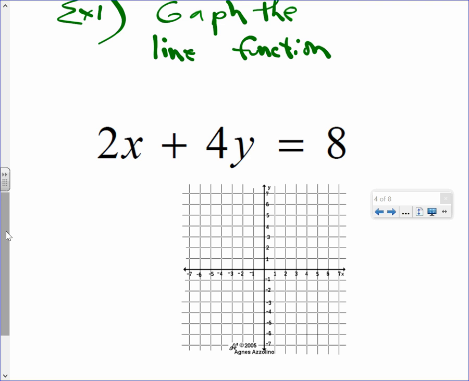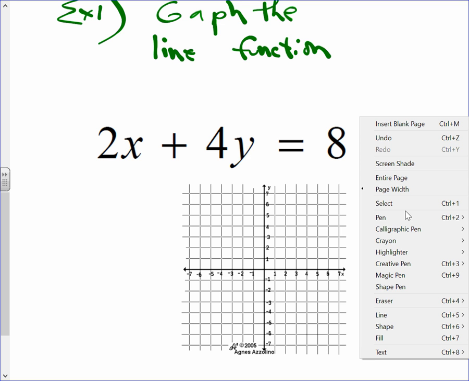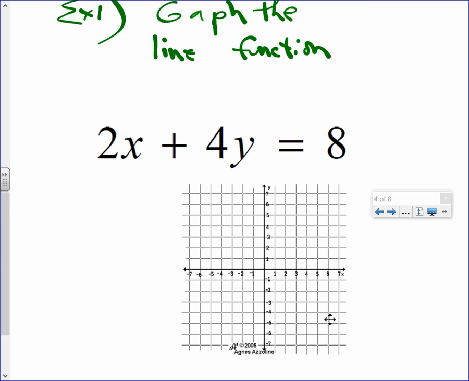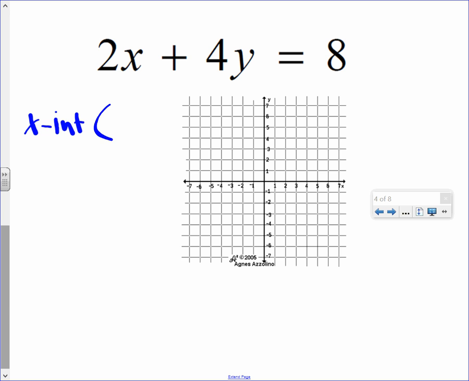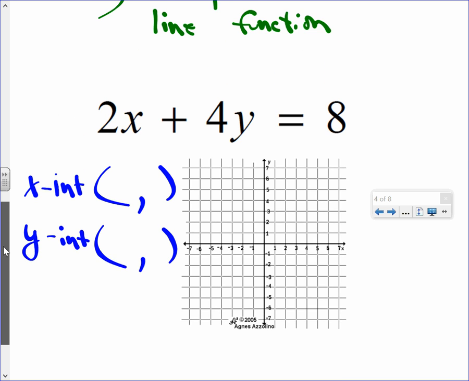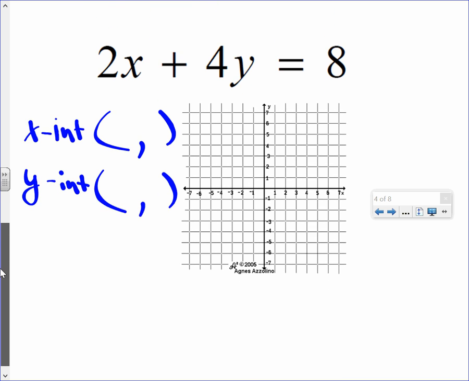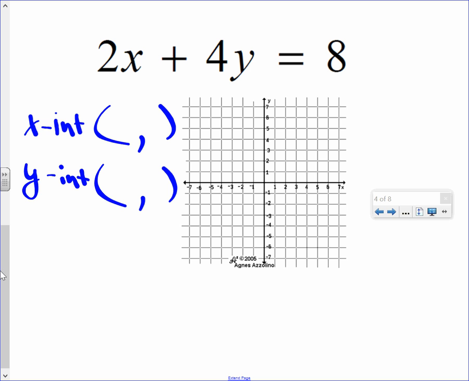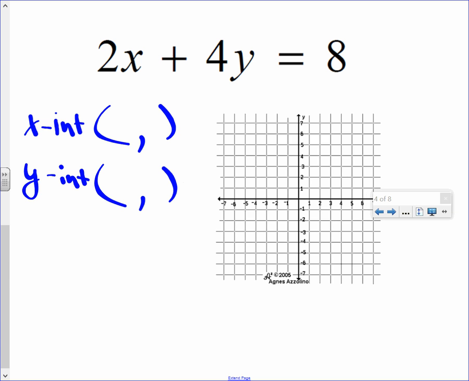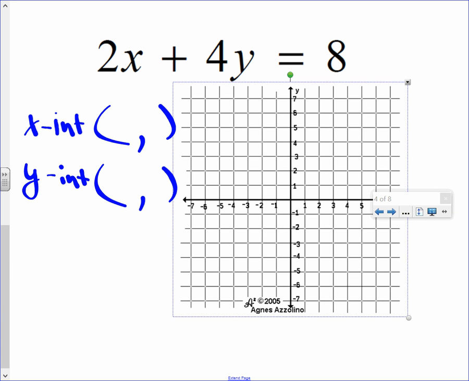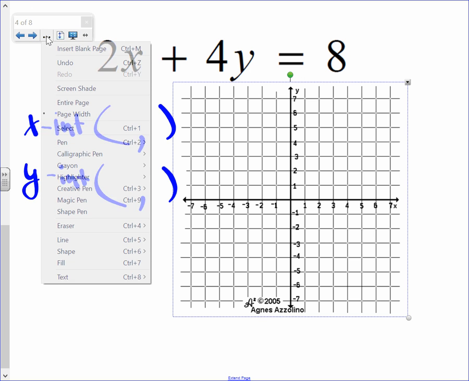So let's graph this. On the side, look what I'm going to write. X-intercept, we'll write x-int, short for x-intercept. We'll put an ordered pair here, and then I'm going to write y-intercept, and an ordered pair in parentheses here. Notice how easy this is to graph. It's going to be so easy. So is the x-intercept 2 and then the y-intercept 4? I'm not sure. Let's see.